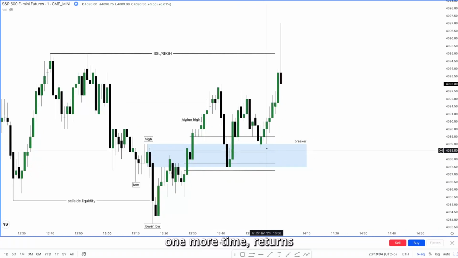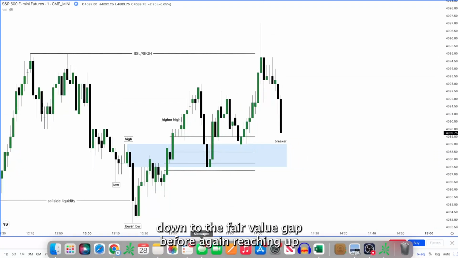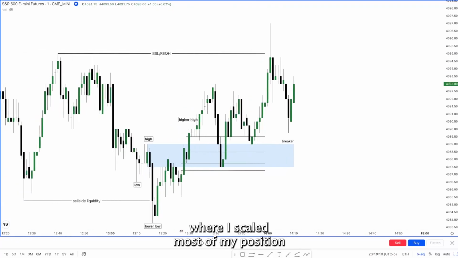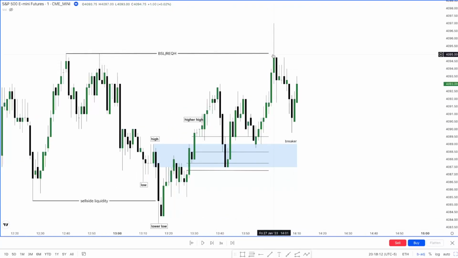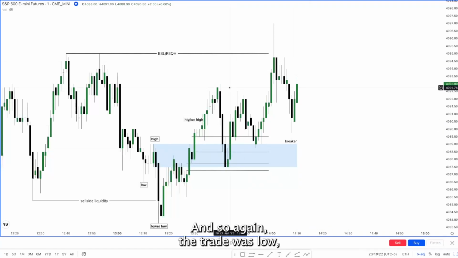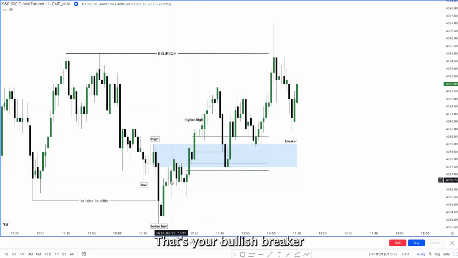Price one more time returns down to the fair value gap before again reaching up and taking our 40.95 level, where I scaled most of my position and held a little bit of the position left to see if we could push higher towards the end of the day, which we eventually did. Okay, and so again, the trade was low, high, lower low, higher high. That's your bullish breaker formation.